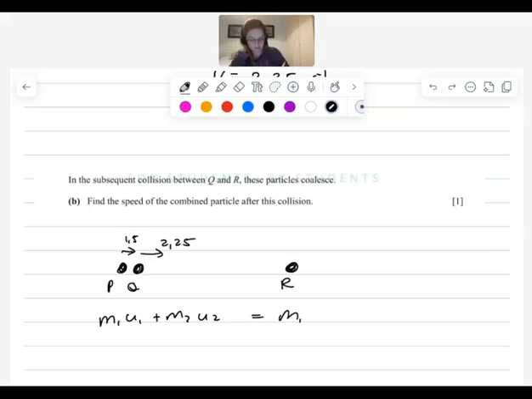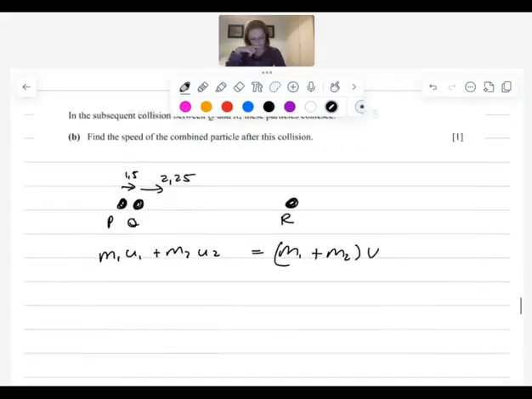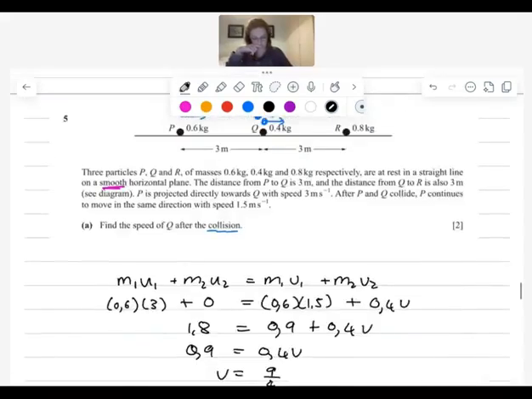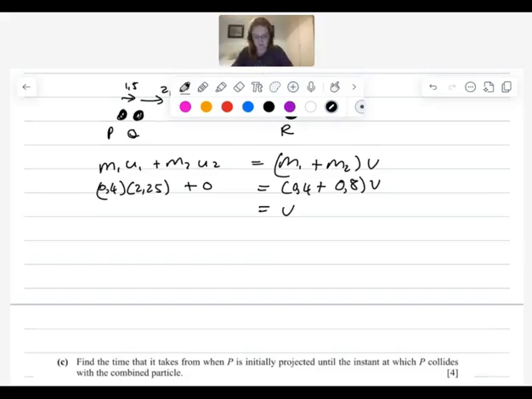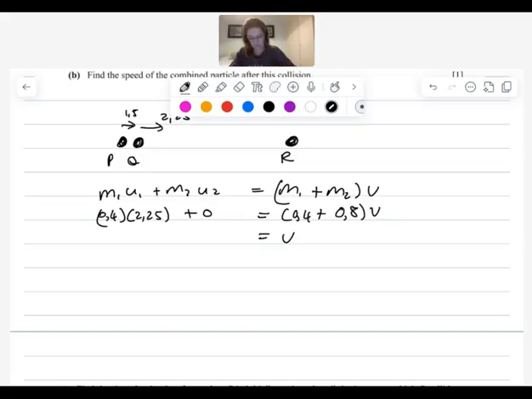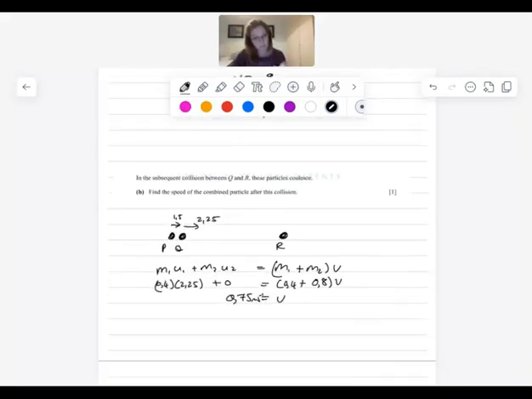Oh, this is coalescing, so it's m1 plus m2 times v. Q is 0.4. That's 0.8. And that means our velocity is 0.4 times 2.25, divided by 0.4 plus 0.8. I accidentally said multiplied by 0.8. So 0.75 meters per second. Okay, so it is the combined particles now moving at 0.75 meters per second.